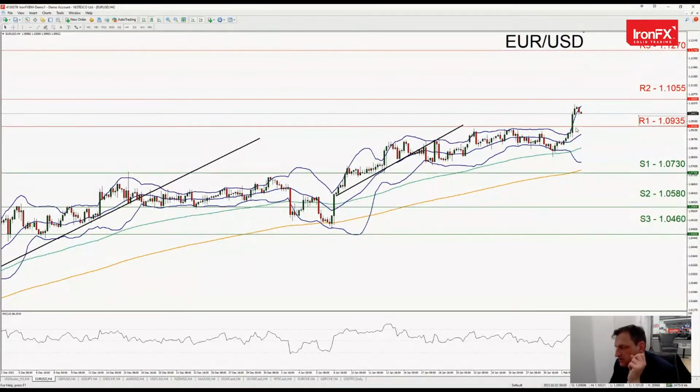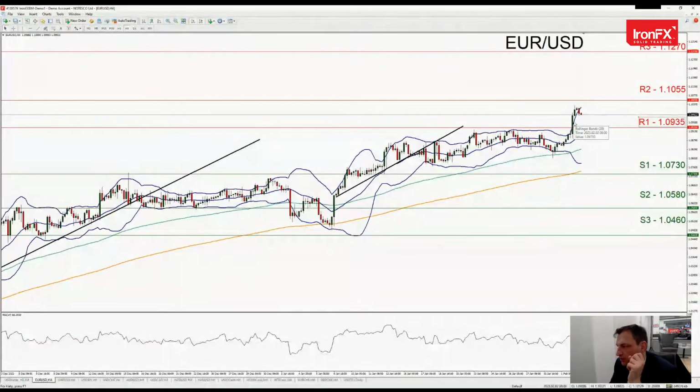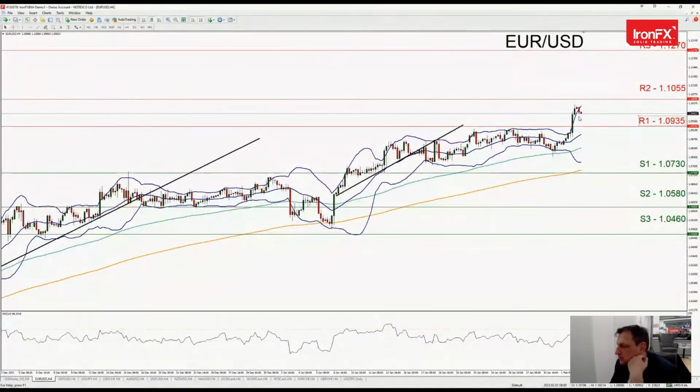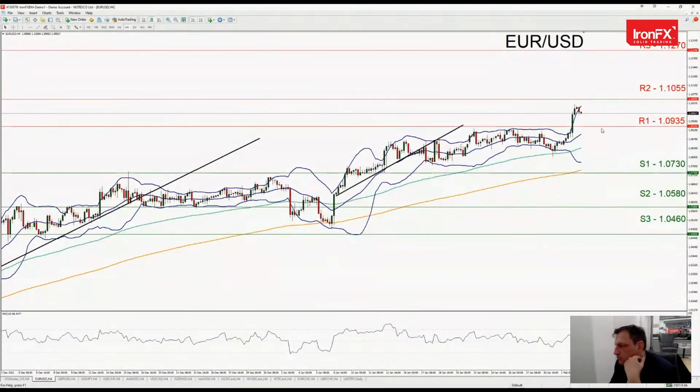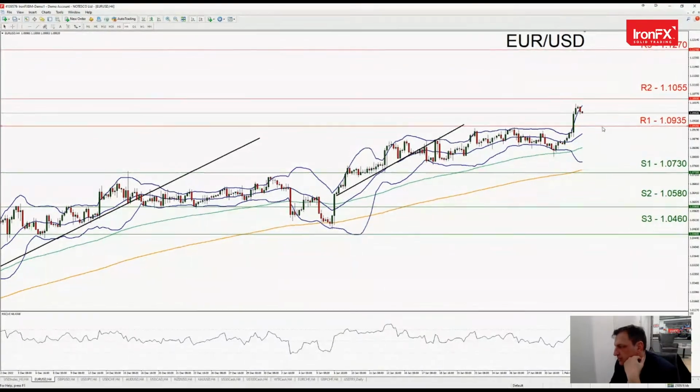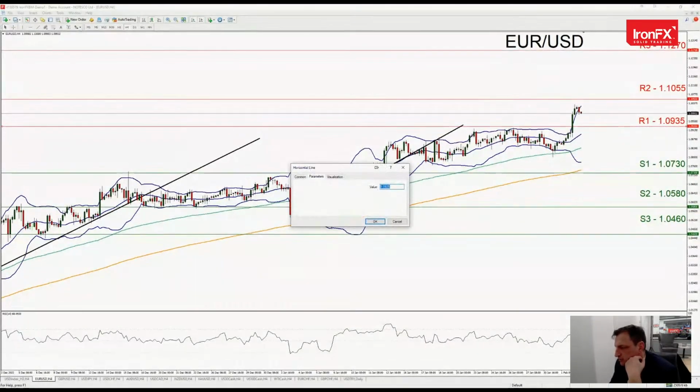The correction lower is understandable in the European session, given that the price action was able to break above the upper Bollinger Band. So for the time being, we tend to maintain a bullish outlook for the pair. Before we move on, though, let's correct the 1.0935 and turn to support line once again.